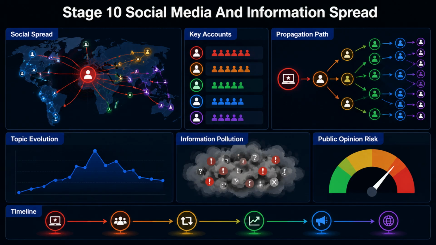Stage 10 asks how information spreads. A claim moves through people, accounts, groups, screenshots, reposts, and timing patterns. Sometimes the important question is not only, is this claim true? But also, why is it spreading now? Who amplified it? What context disappeared? This stage helps with news verification, brand risk, incident monitoring, and research. We look for key accounts, propagation paths, topic evolution, information pollution, and public opinion risk. But we stay careful. Do not claim coordination unless the evidence supports it.